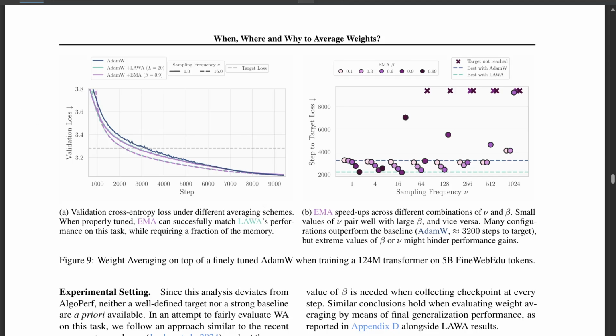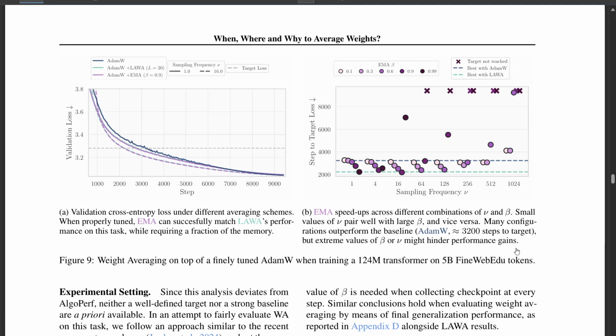Ima matched Laowa, but you said Ima uses less memory. Exactly. While requiring only a fraction of the memory. For anyone training models with billions of parameters, where memory often becomes the real bottleneck, not just compute, this is a massive practical win. Getting the same speed up with way less memory, that's fantastic.